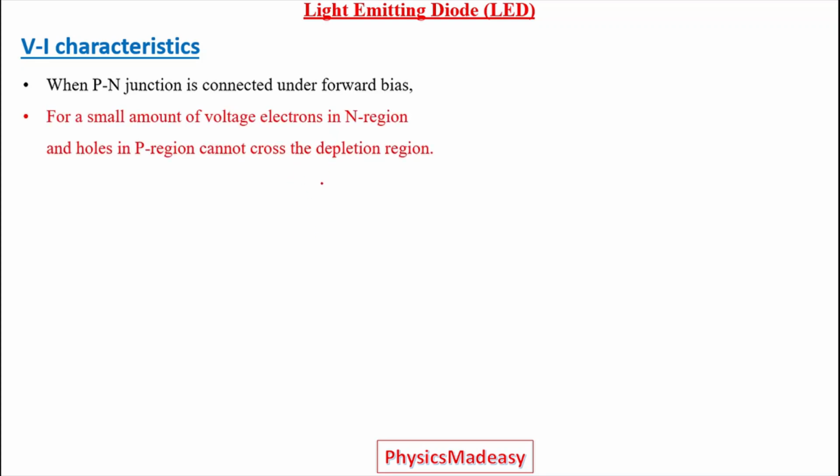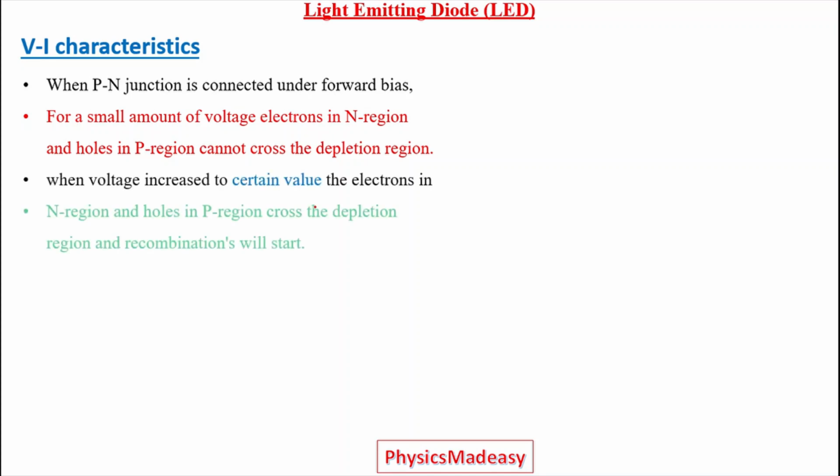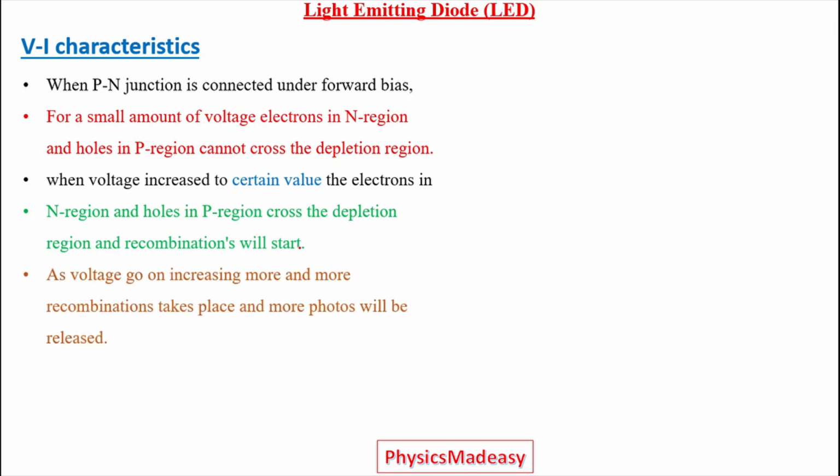Now we'll see the V-I characteristics when a PN junction is connected under forward bias. For a small amount of voltage, electrons in the N region and holes in the P region cannot cross the depletion region. When the voltage is increased to a certain value, the electrons in the N region and holes in the P region cross the depletion region and recombine. Recombinations will start.